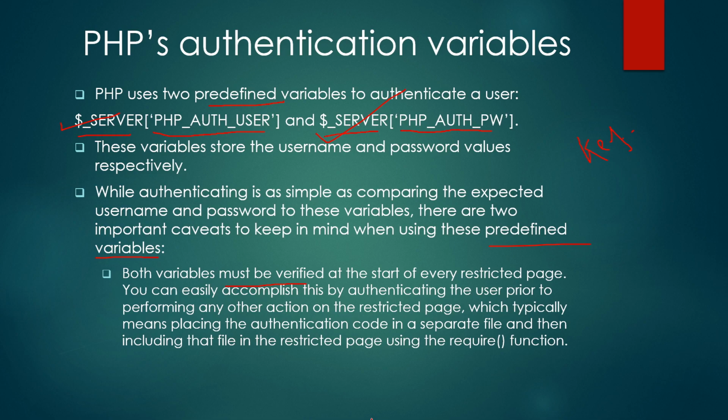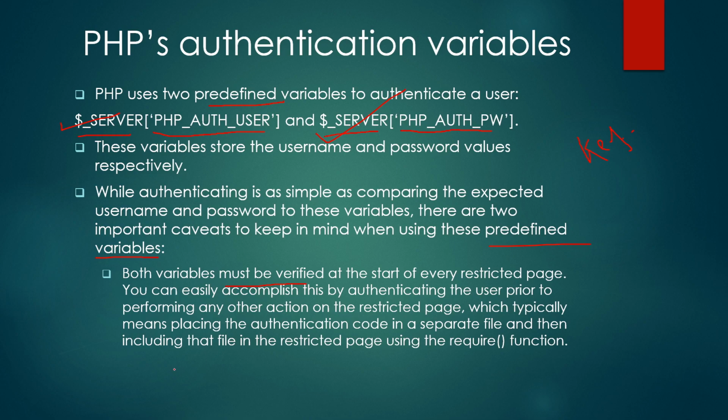Why do we use these variables at the start of the page? That's because depending on whether the user is authenticated or not, the user can perform whatever action he or she wants to perform on the restricted page. So whenever I'm creating any restricted page, at the start I need to verify these two variables, which typically means placing the authentication code in a separate file and then including that file in the restricted page using the require function.